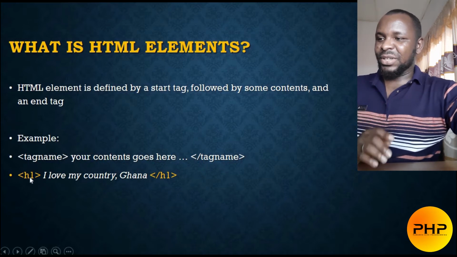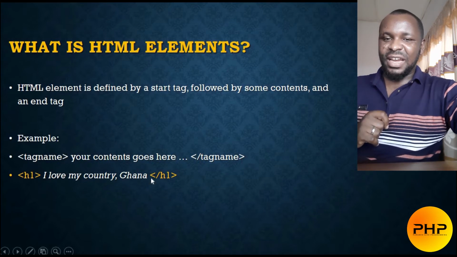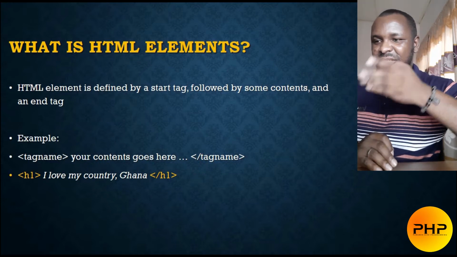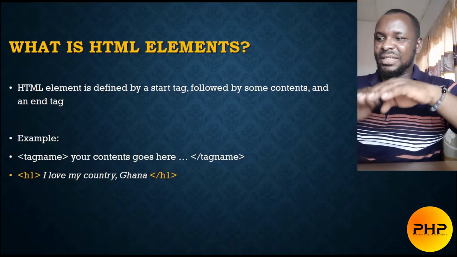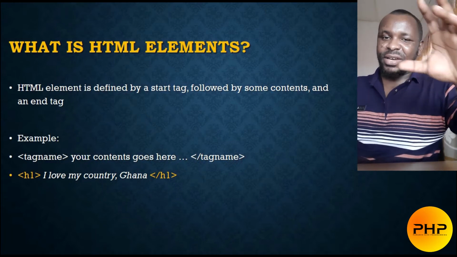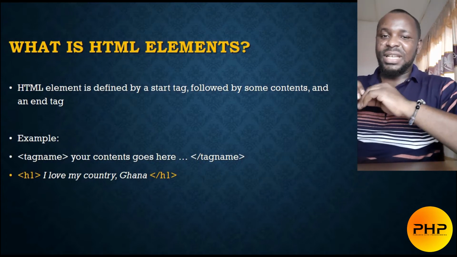For example, this is H1, then your content. The tag name is H1, the content is I love my country, Ghana. Then I close the element with the closing tag name, that is H1. You bring the forward slash and H1. So that is how the open tag and the close tag work. These elements make up the web content. They tell the browser how to display the content.